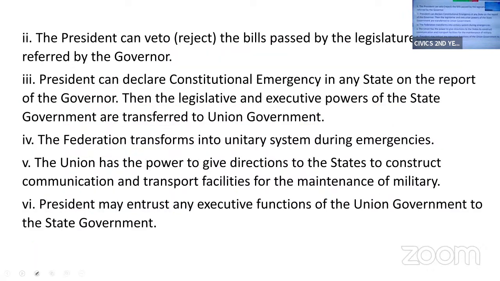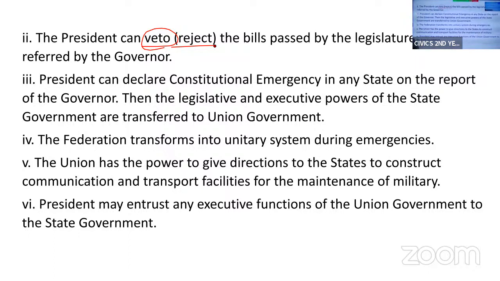Next, the president can veto. Now, what is this word veto? Veto means to reject. What happens if a bill is passed by the state legislature? A bill passed by the state legislature will go to the governor. So the governor should either accept it or reject it. But what is the governor doing? He is sending that bill to the president. He is referring that bill to the president.